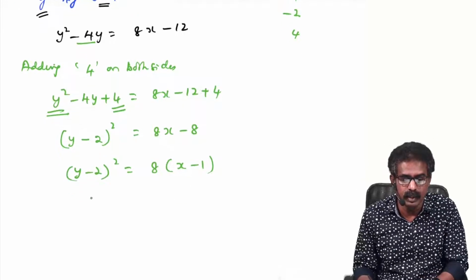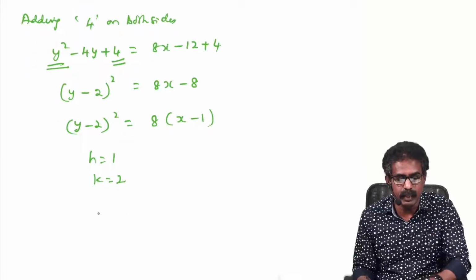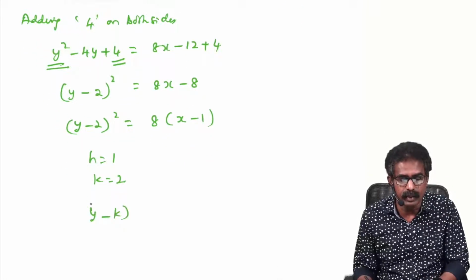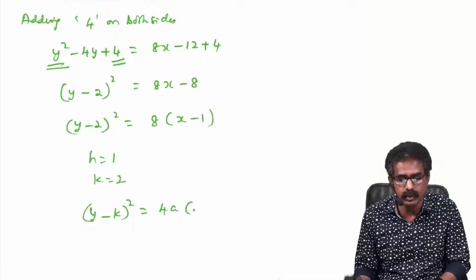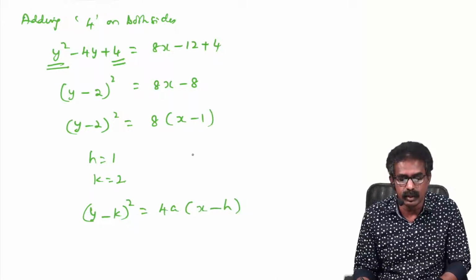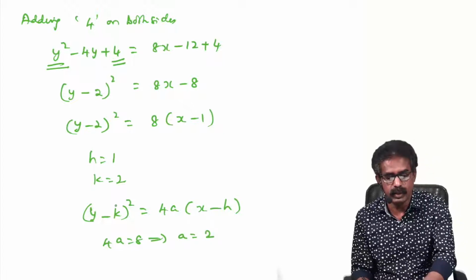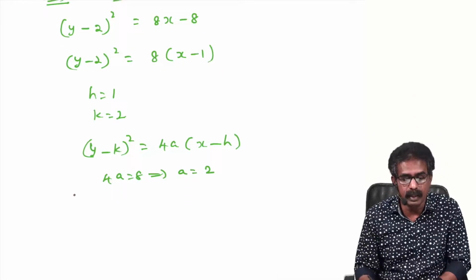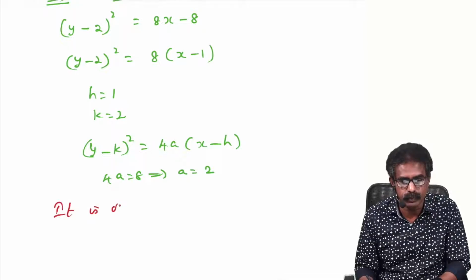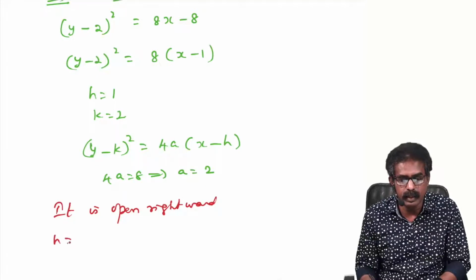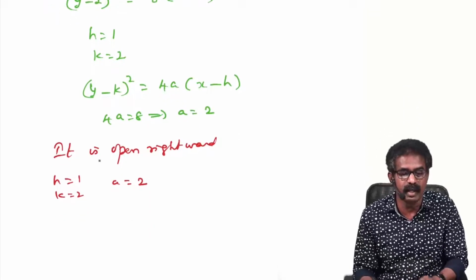Okay, so now you know the h value 1, k value 2, and this is of the type (y minus k) the whole square equal to 4a into (x minus h). So instead of 4a, what do you have? 4a is equal to 8, so a value is 2. y square equal to 4ax type, so you know it opens rightward, first type. So h value 1, k value 2, a value also 2. So with this you can find all the values, right?